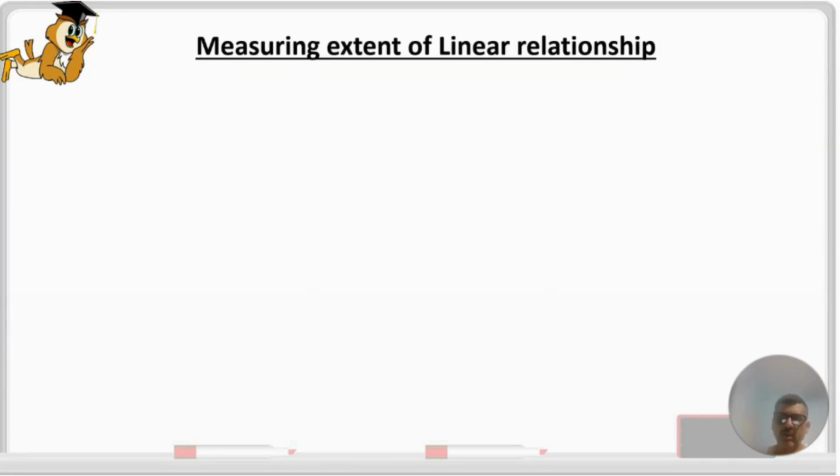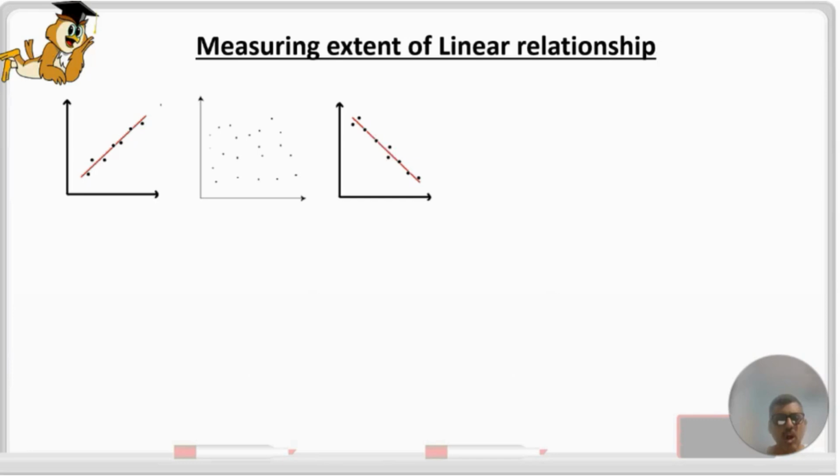Now, how do you measure the extent of a linear relationship? You could plot graphs like these. For example, you could plot one of the x over here and the y over here. So this is the dependent variable, and on the x-axis you could pick any independent variable and do this exercise for each of the independent variables and see what the graph looks like. This is an example of what you could see in one of the graphs. This could be another graph. This could be a third graph and so on.